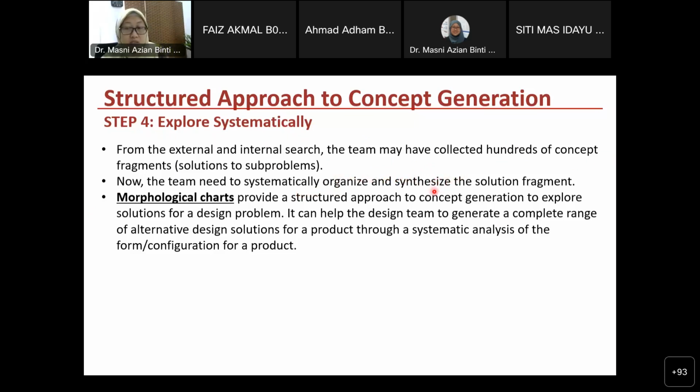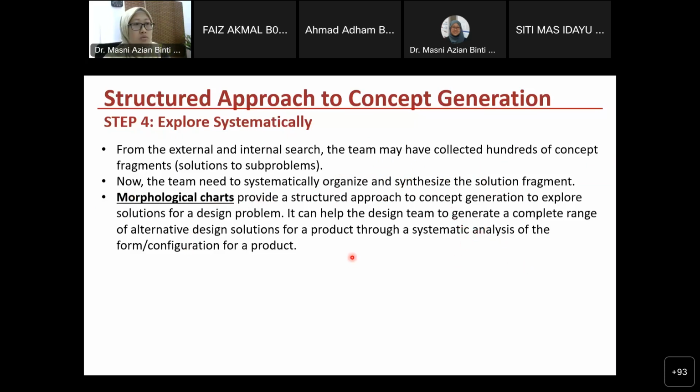So now what you need to do is you need to systematically organize the idea and then synthesize, evaluate. Synthesize means you evaluate each idea. Evaluate each solution, and then you can combine each solution fragment to come up with a new design concept. So how do we do this? Normally, we can use a morphological chart technique, and this is a structured approach whereby you can generate multiple design concept of a big product to explore solution for a design problem.